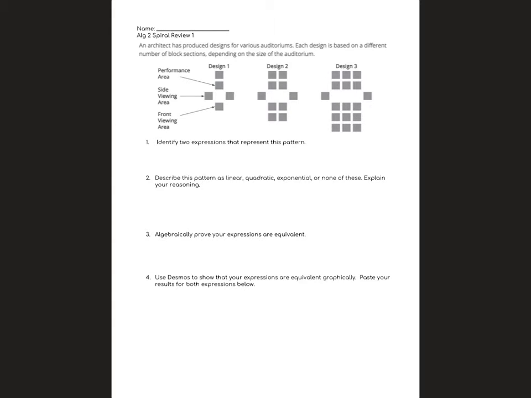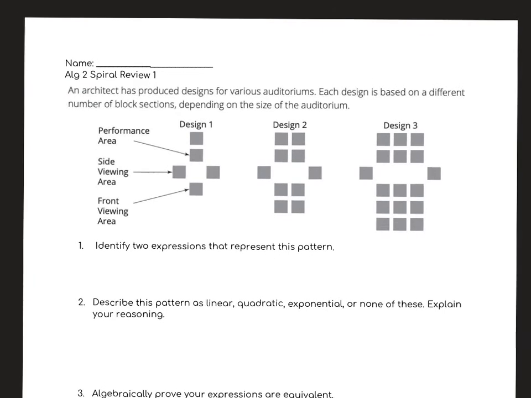So, for example, on the quiz, see how it says 2 expressions that represent this pattern? We're only going to ask you for 1. So let's go ahead and not do that. But let's make this a little bigger so I can see it better. And we are being asked: an architect has produced designs for various auditoriums. Each design is based on a different number of block sections depending on the size of the auditorium.